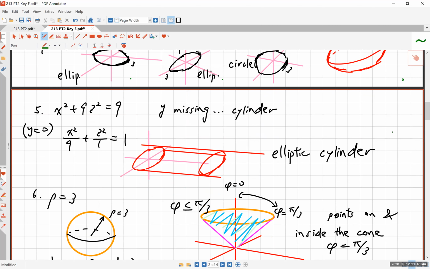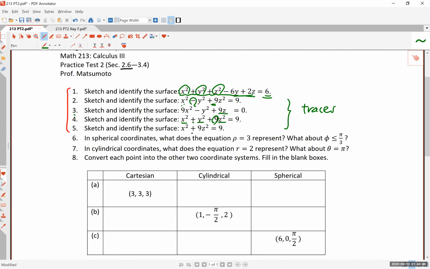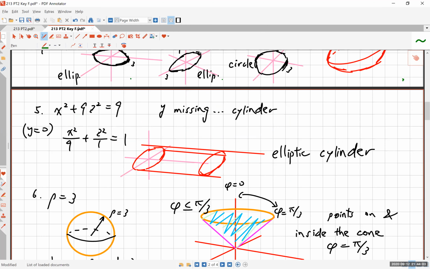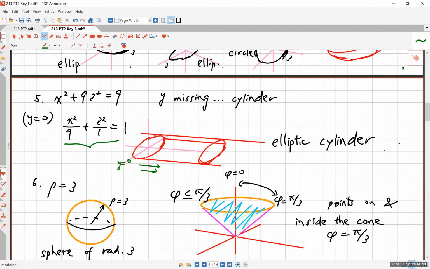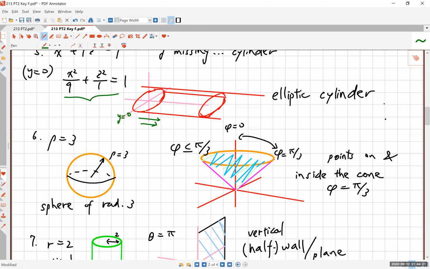Okay, number 5. Something very special about number 5 is that one variable is missing. And if that happens, as you remember, you draw this on a plane, and then you extend it in the direction of the missing variable. You remember that? So if y is missing, whatever you draw on the plane y equals 0 is your cross section. In this case, it's an ellipse. And then you drag every point of the ellipse in the y direction, and you will have an elliptic cylinder. Okay, this one sort of looks like a pillow, except it's infinitely long.